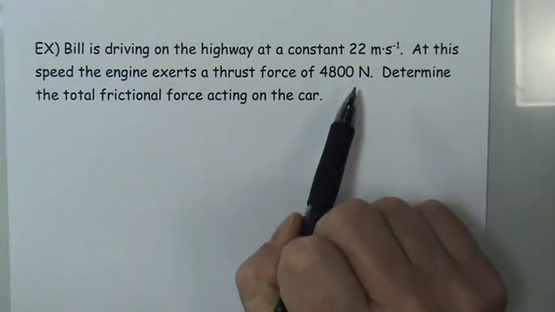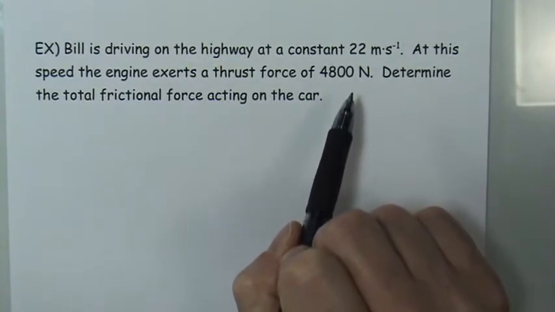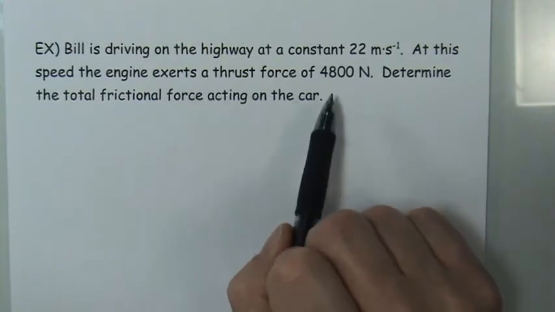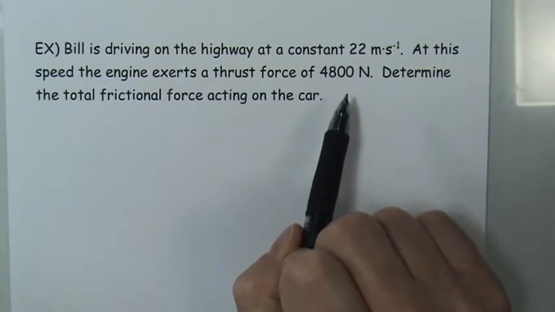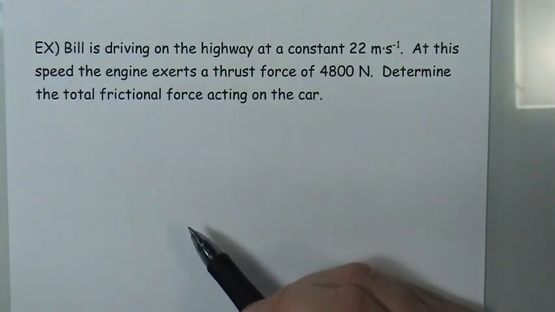So in this problem, we're going to look at a car, Bill, driving in a car on the highway at a constant 22 meters per second. At that speed, the engine needs to produce 4,800 newtons of force, and what we want to know is, what is the total frictional force?